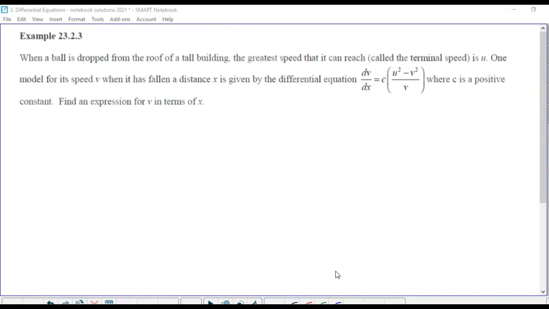Okay, another example. When a ball is dropped from the roof of a tall building, the greatest speed that it can reach, called the terminal speed, is u. So that actually is a value. It's not a variable. One model for its speed v when it has fallen a distance x is given by that differential equation, where c is a positive constant. Find an expression for v in terms of x. So here, this is dv/dx. There's your variable, so it's in terms of v. So that's the dependent, so we want to use the reciprocal.